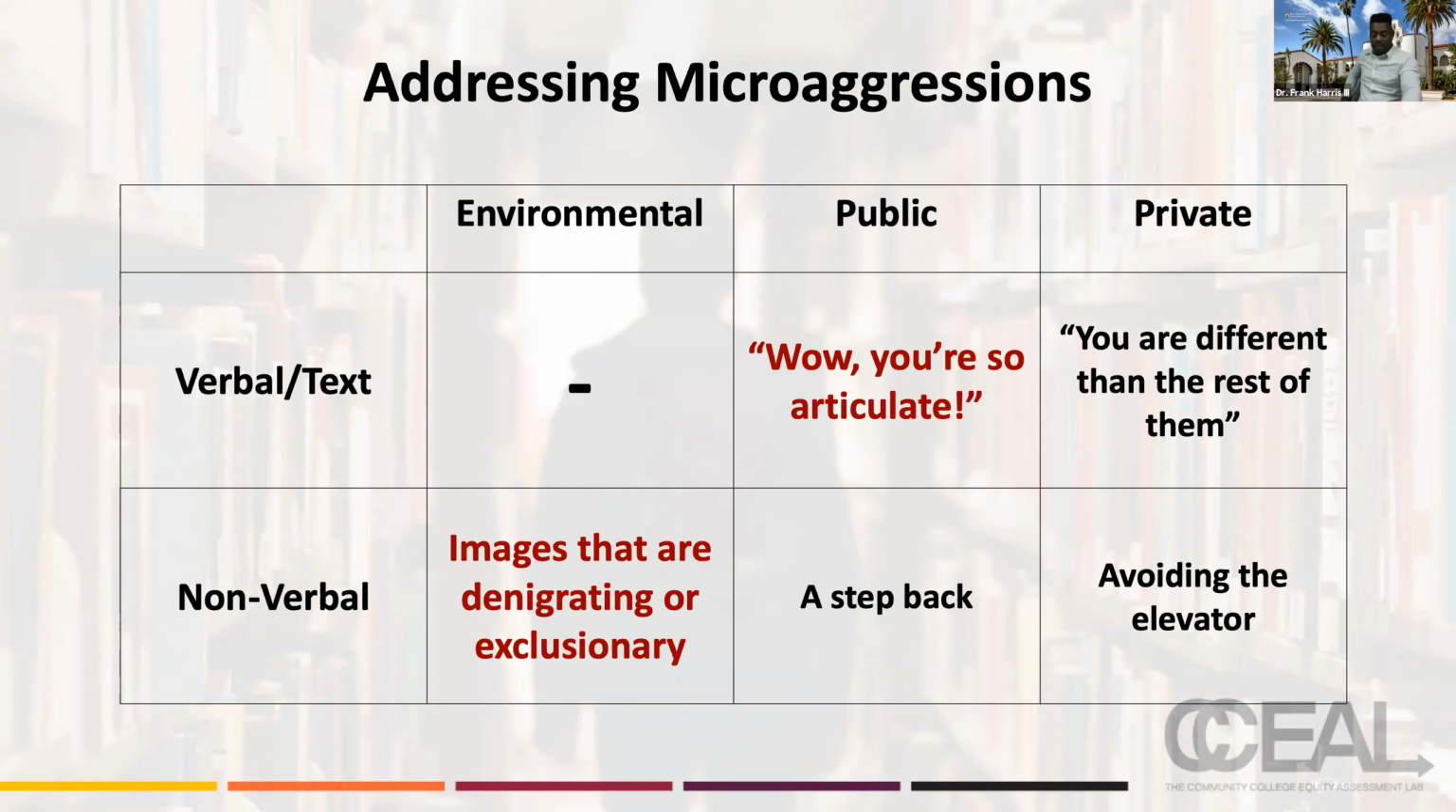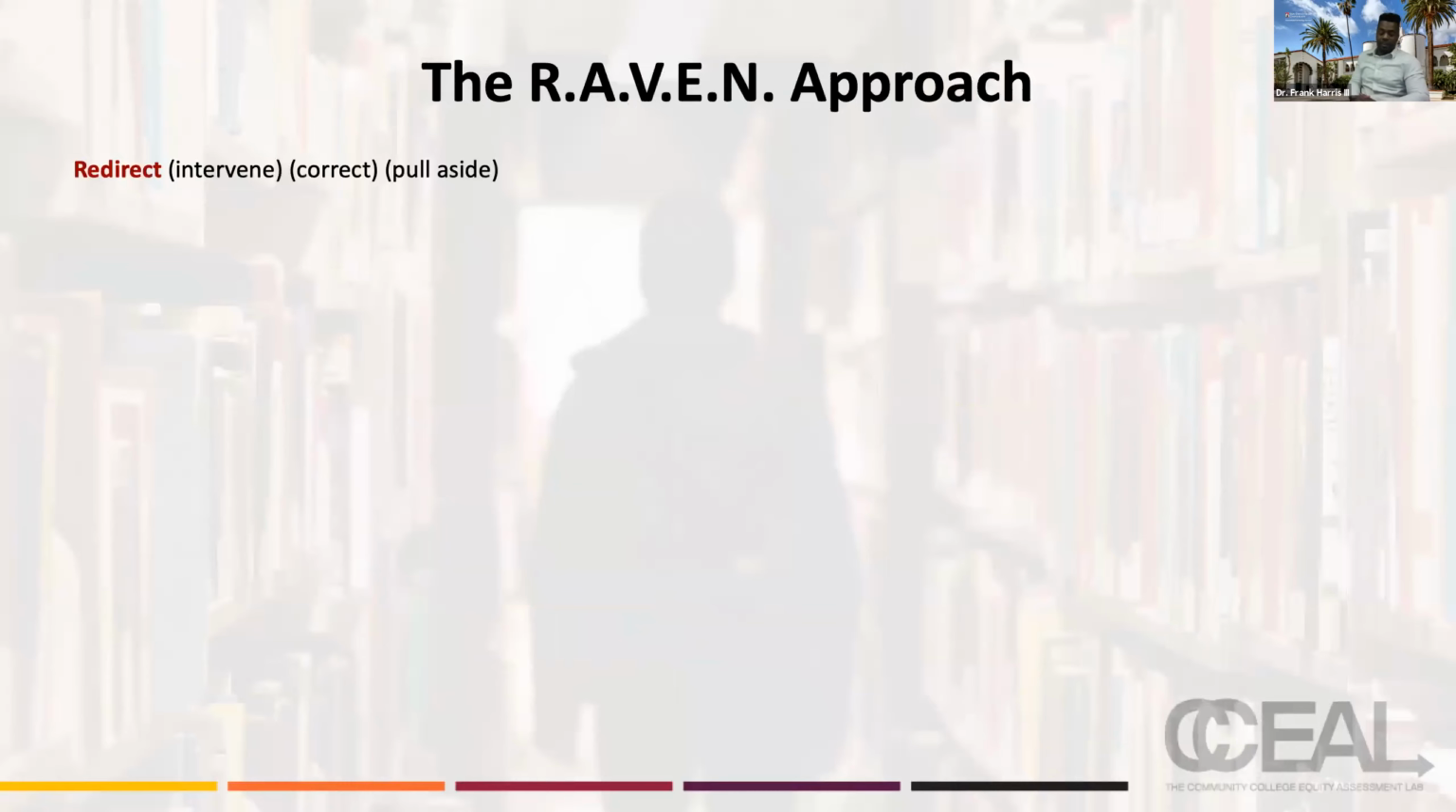Okay, so let's talk about the first step. The first step is to redirect the conversation. You've got to intervene. You can interrupt, you can pull the person aside, do something else that stops further damage from occurring, right?